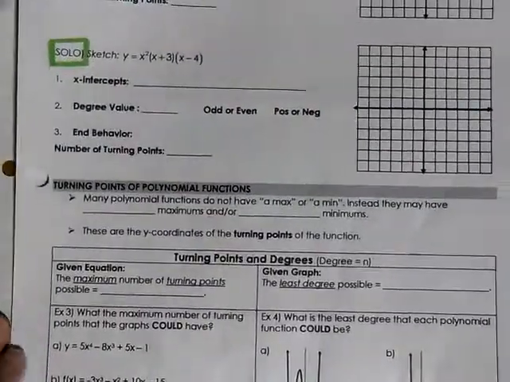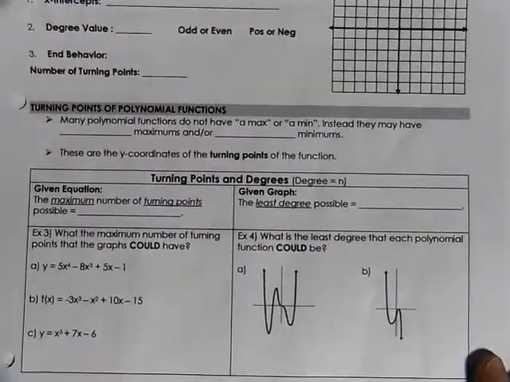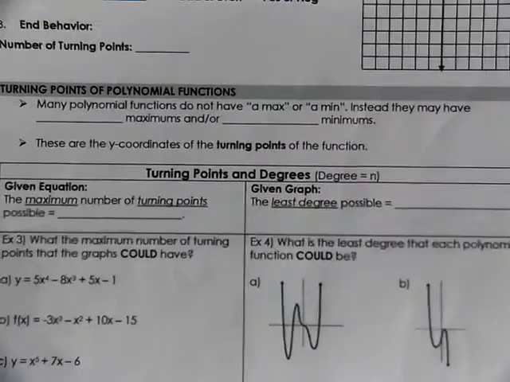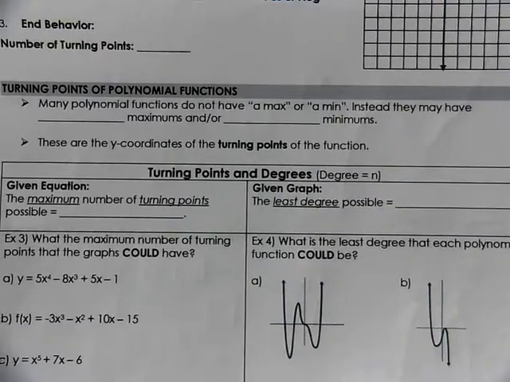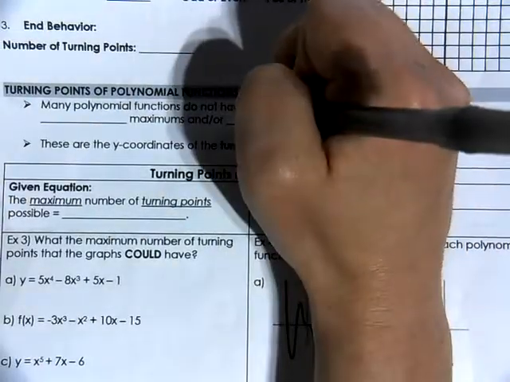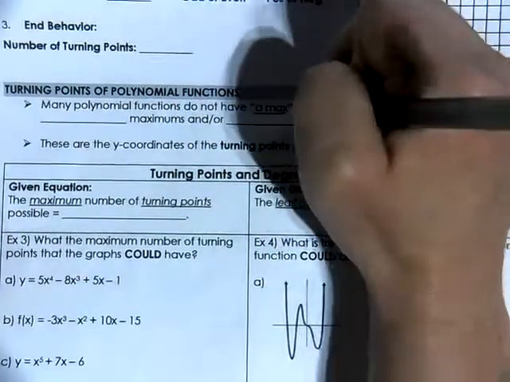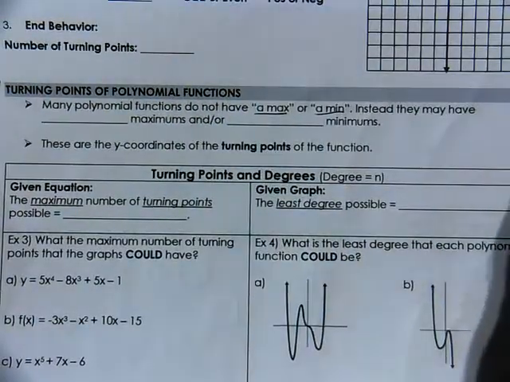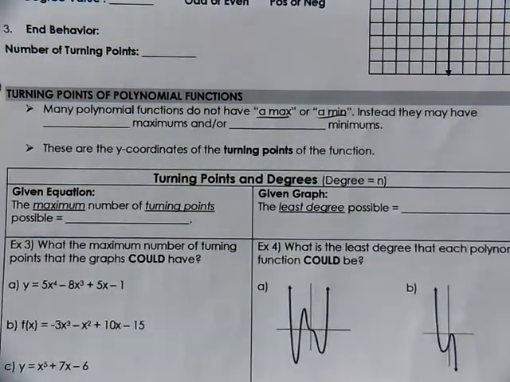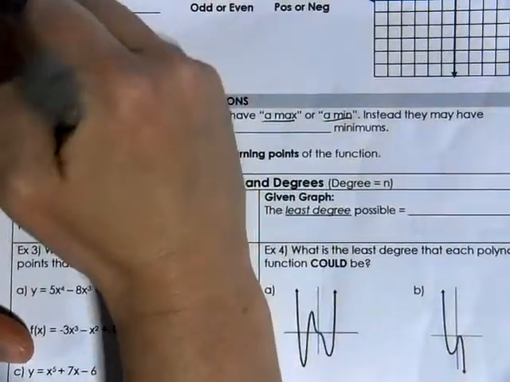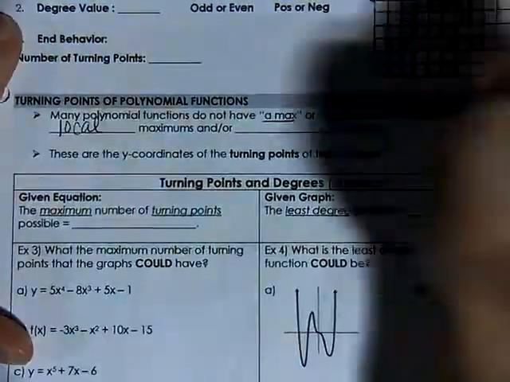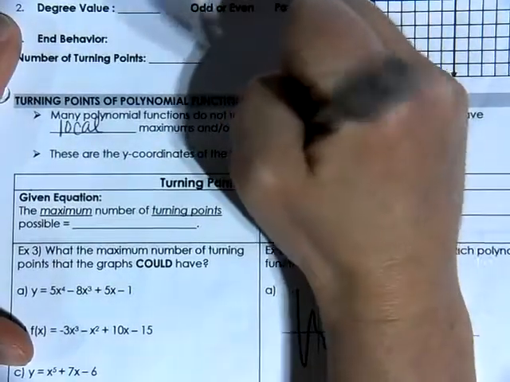Next, let's go ahead and extend on that idea of turning points. Many polynomial functions do not have what we call an absolute maximum or an absolute minimum function. Because a lot of the graphs keep going on to infinity or negative infinity in both directions, or one direction, etc. Instead, they may have what we call local maximums or local minimums.